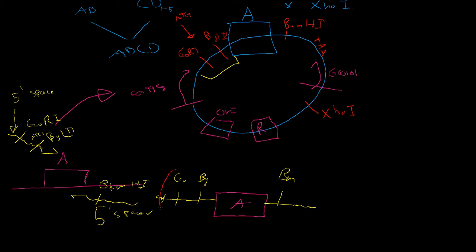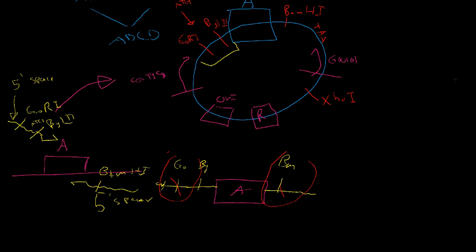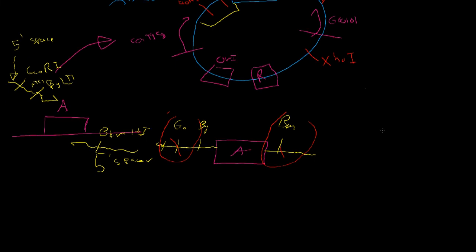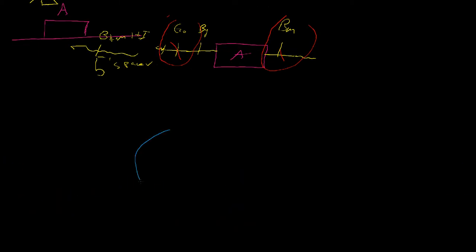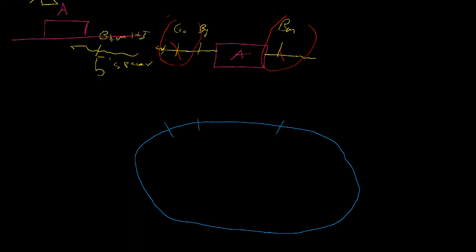So digest Eco and Bagel. Or I'm sorry, not Eco and Bagel, Eco and BAM. So Eco BAM. We say in our lab we Eco BAM it. So we're going to cut there and cut there. And we're also going to be cutting our vector backbone with Eco and BAM. So let's draw a new vector backbone. So we have Eco, Bagel, BAM.